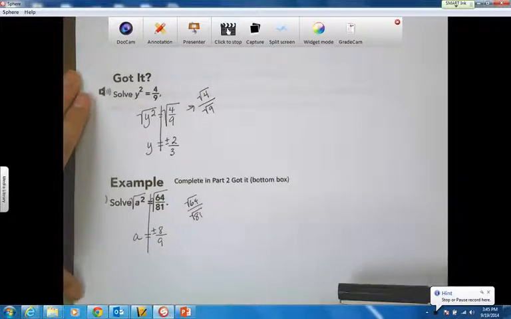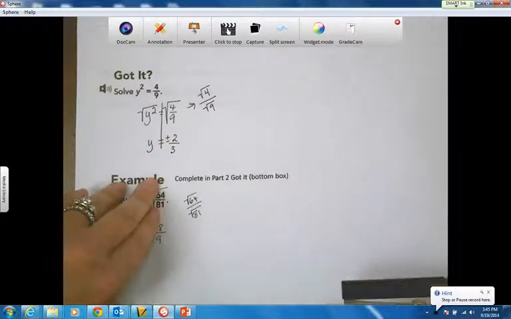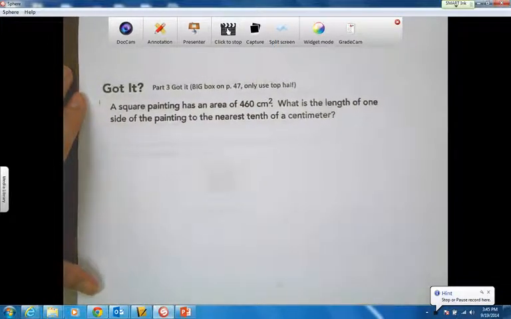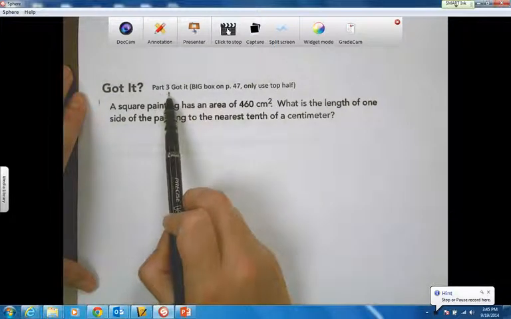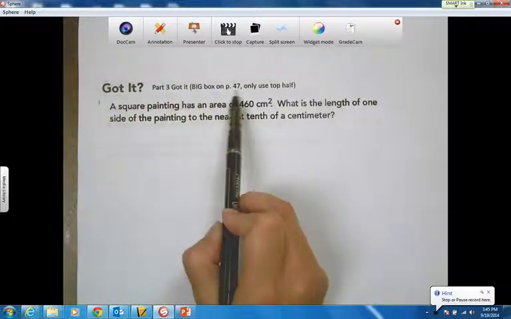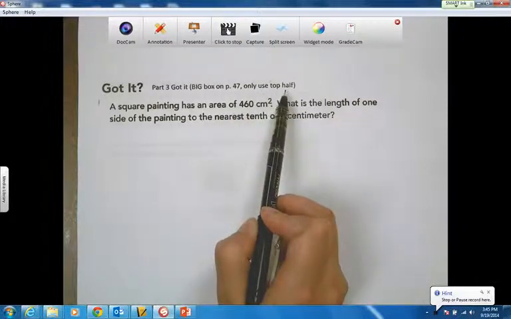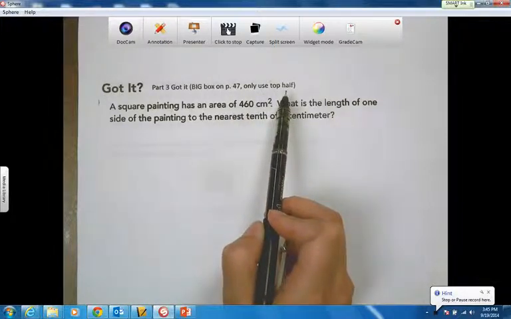All right. So let's look at how we're going to do this with some word problems. Notice right here I told you guys to go to the Part 3 Got It, which is the big box on page 47. I only want you to use the top half. So right now you can go ahead and put a line right smack through the middle so we can do this one, and then I can have you try one.